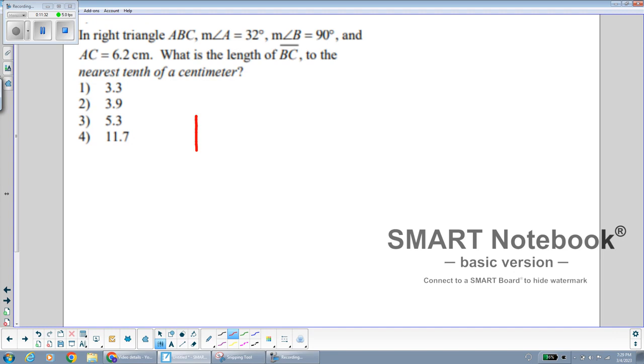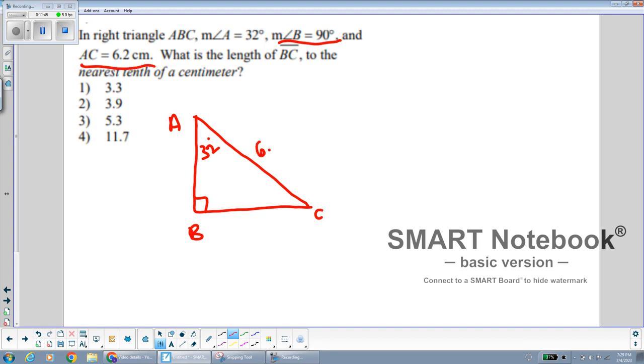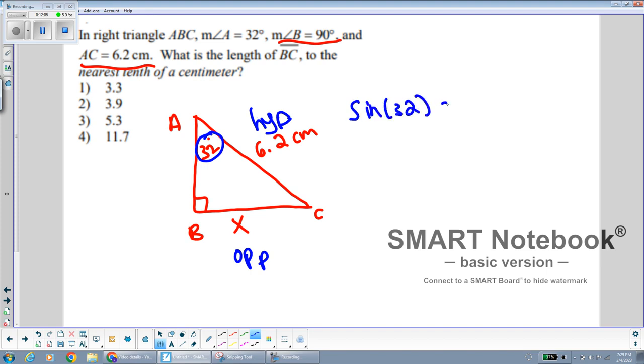Here we have right triangle ABC. And if I look in the question, angle B is the 90-degree angle. Angle A is 32 degrees. And AC is 6.2 centimeters. We're finding the length of BC. From our focus angle, we're looking for opposite, and we have the hypotenuse. So once again, this would be sine, opposite over hypotenuse. Sine of the 32-degree angle is equal to X over 6.2.